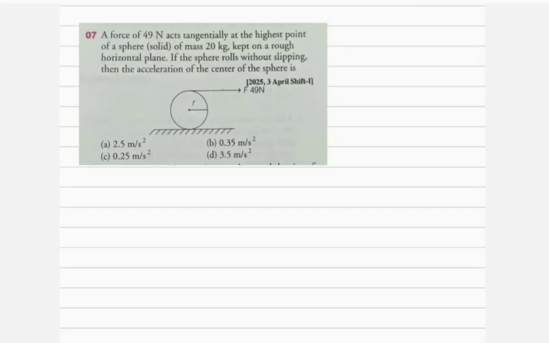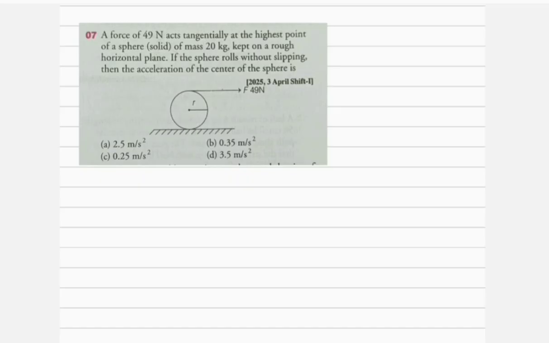A force of 49 Newton acts tangentially at the highest point of a solid sphere of mass 20 kg kept on a rough horizontal plane. If the sphere rolls without slipping, then the acceleration of the center of the sphere is how much? Option A 2.5 meter per second square. Option B 0.35 meter per second square. Option C 0.25 meter per second square. Option D 3.5 meter per second square.